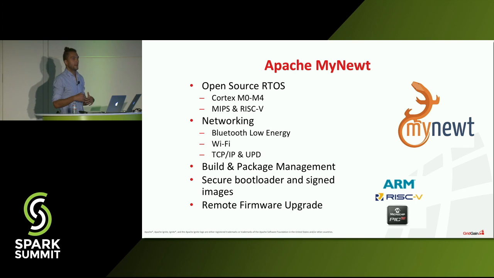And next, when you gather information from your devices, you need to send it. There are multiple ways you can do this with Apache Mynewt. You can use Bluetooth, you can use Wi-Fi, and also on top of these low-level networking protocols, Apache Mynewt supports convenient TCP/IP and UDP layers.